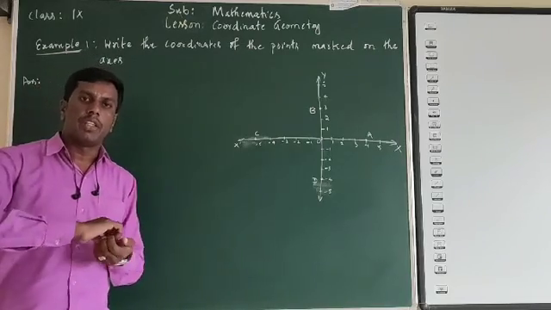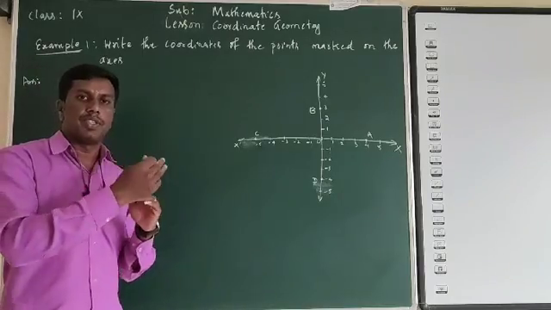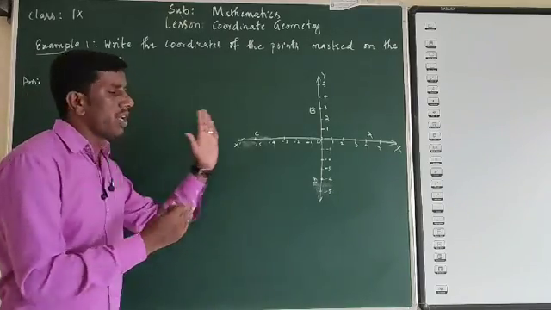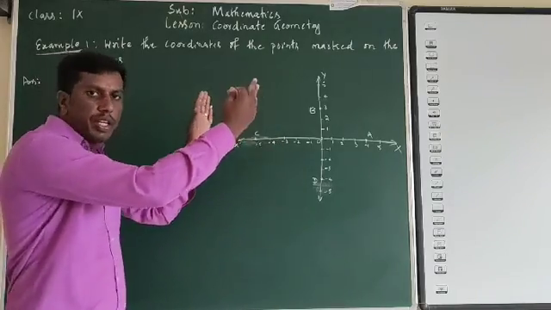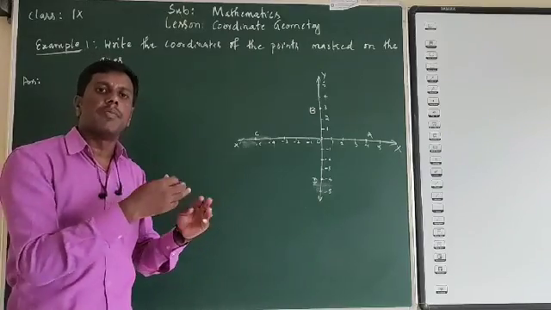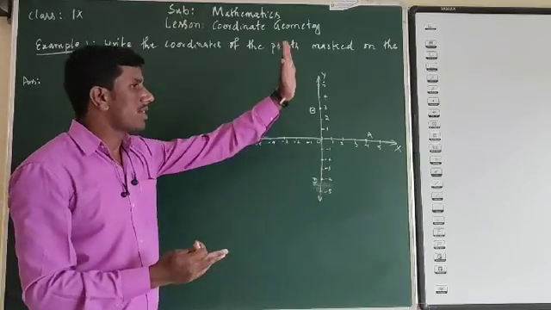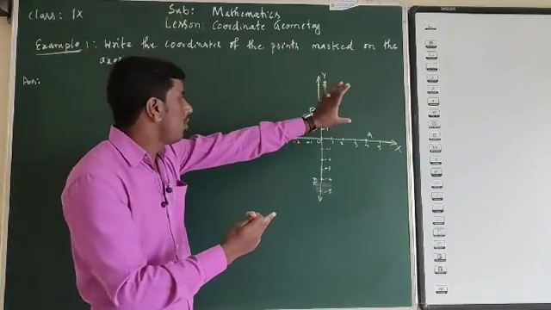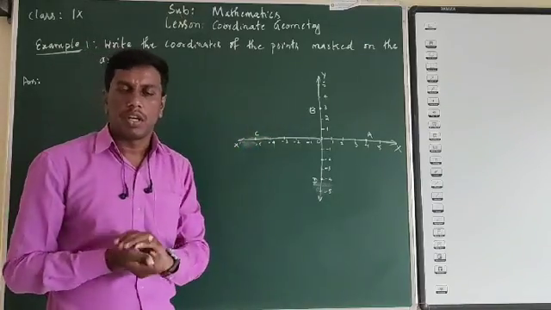Okay. So how to get the value of x? X, that is the abscissa, is nothing but the perpendicular distance of the point from the y-axis. Right? How to get that? That value you can get on the x-axis. What is the ordinate? The ordinate is nothing but the y-coordinate. It is the perpendicular distance from the x-axis to the point. How to get that? The length you will get along the y-axis, right?